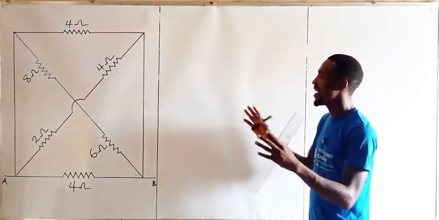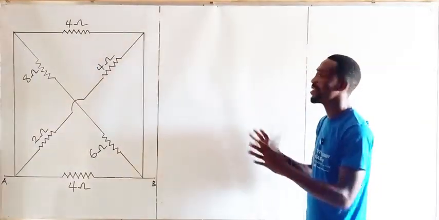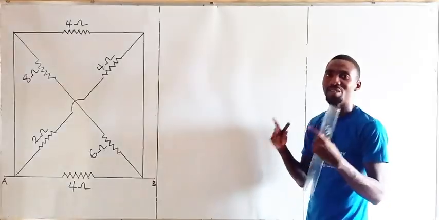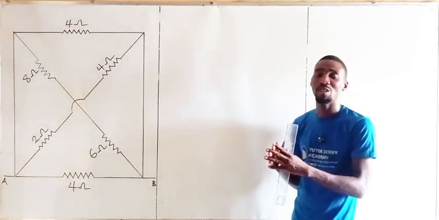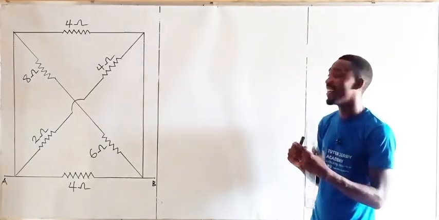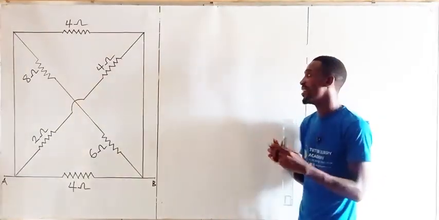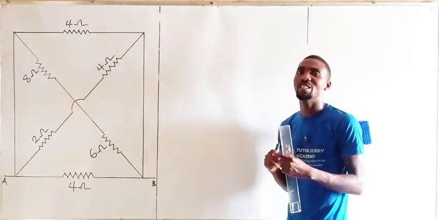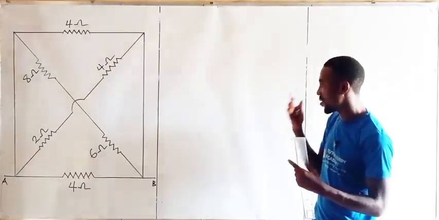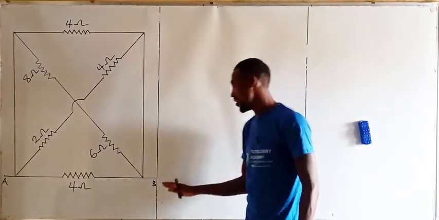All right, so we are going to be solving another question on circuit analysis. These are exam-based questions that every electrical engineering student should learn globally. The question says we should find the equivalent resistance across the two terminals A and B.